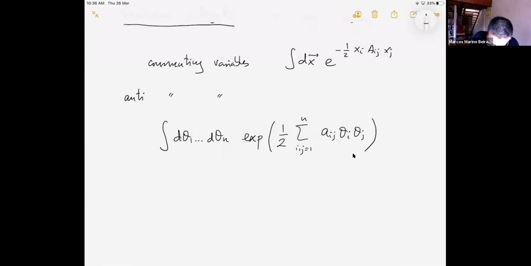This exponential can be expanded, that's the definition of the exponential. So this is the sum from k equals 0, 1 over 2 to the k, 1 over k factorial, and then I have this thing, the sum over i, j from 1 to n of a_ij θ_i θ_j, to the power k. So you just take powers of this.